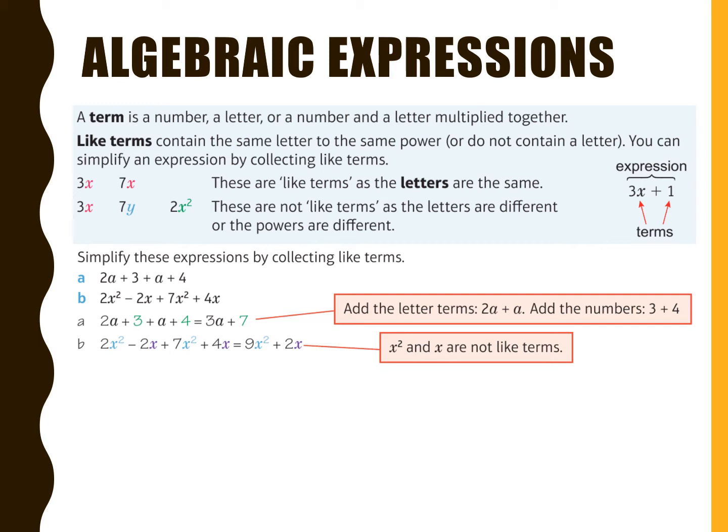So in this case, you have 2x squared plus 7x squared, and x squared, we consider them as like terms because the same letter to the same power. 2x squared plus 7x squared, that's 9x squared, minus 2x plus 4x is plus 2x.